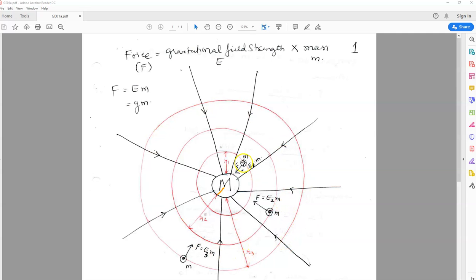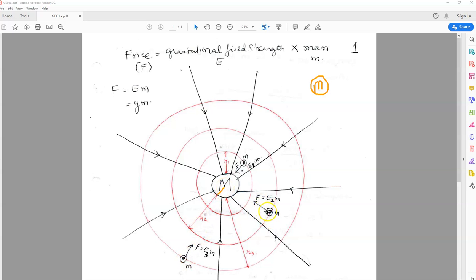Now I have placed masses at various positions. I have got a mass small m. This is also called the test mass. Now I would like to know what is the force acting on this mass when it is kept at a distance of r1 from the center of this big mass, and also the force acting on this mass when it is at a distance of r2, and the force acting on this mass when it is at a distance of r3 from the center of the mass.